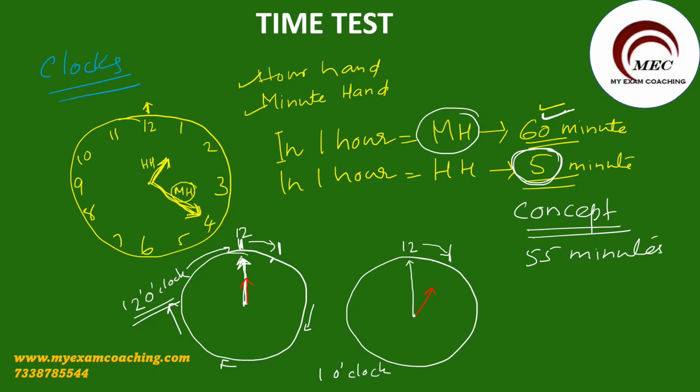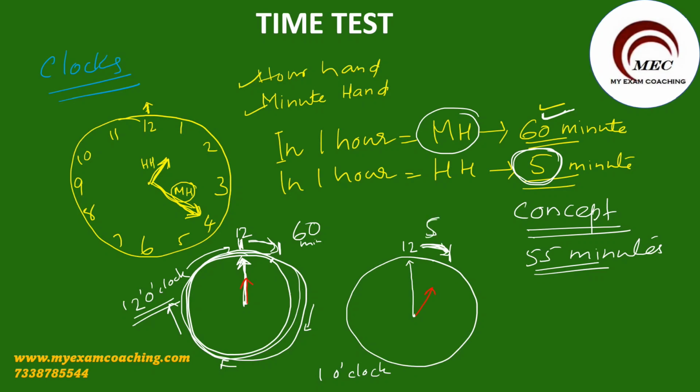Understand this concept very clearly. If you are clear with this concept, then we can easily go to the questions and solve all the questions very easily. What I want to tell you: the minute hand covers the complete 60 minutes like this, whereas the hour hand covers only 5 minutes.